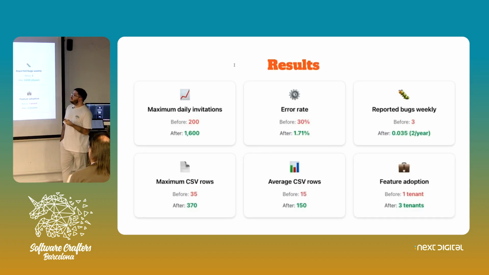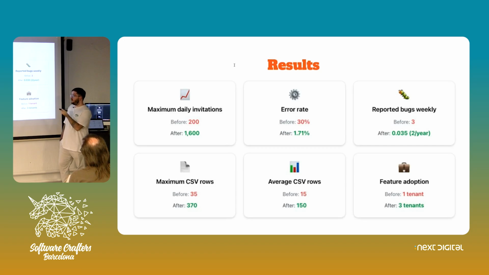So our maximum daily invitations went from 200 to 1,600, an 8x improvement. The error rate went from 30%, combining 400s and 500s, to only 400s due to data validation. The reported bugs went from 3 a week to 2 a year, and that was a problem with the migration process, which we're quite happy with.